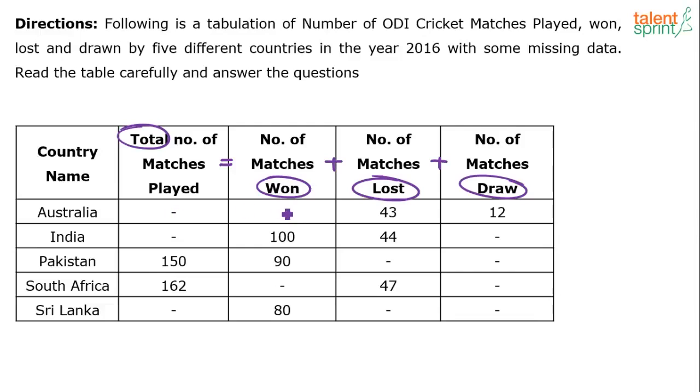Here we have got 2 values missing, here we have got 2 values missing, third row we have got 2 values missing, fourth row again South Africa we have got 2 values missing, Sri Lanka we have got 3 of the values missing. So we can't really do anything with the data here, right? We'll have to proceed with the questions.